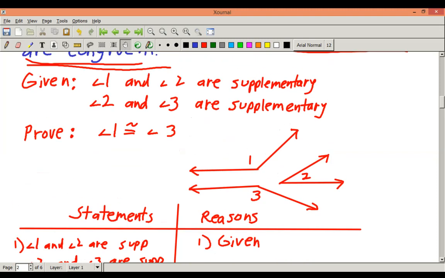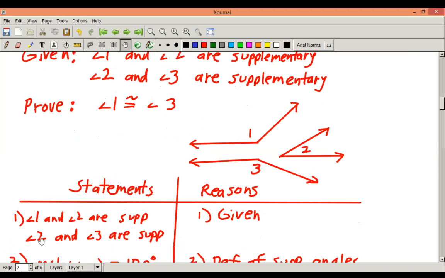So if you can't think of how to start your proof, just write down what you're given. So we're given that angles 1 and 2 are supplementary and angles 2 and 3 are supplementary. So I just recopied that in the first statement. It's okay to do some abbreviation here as long as we know what the abbreviation stands for.